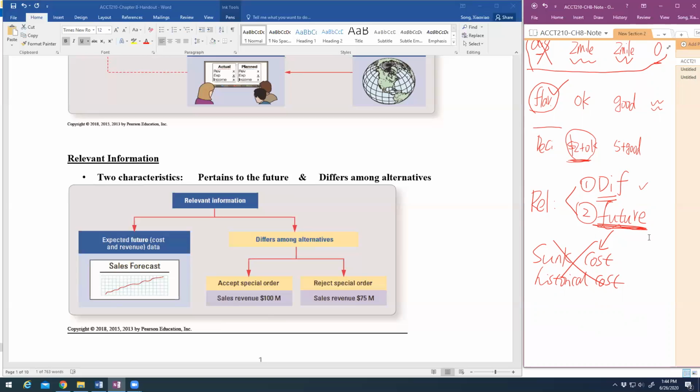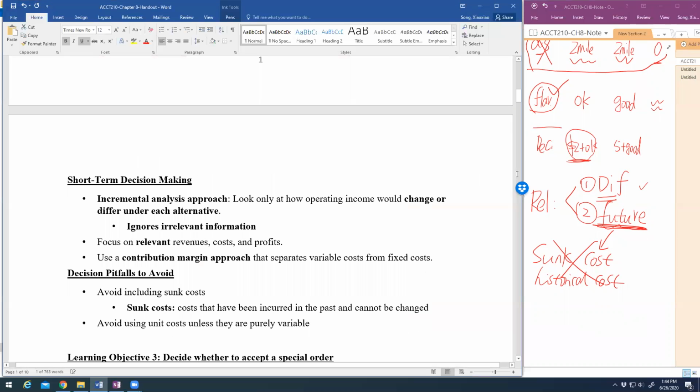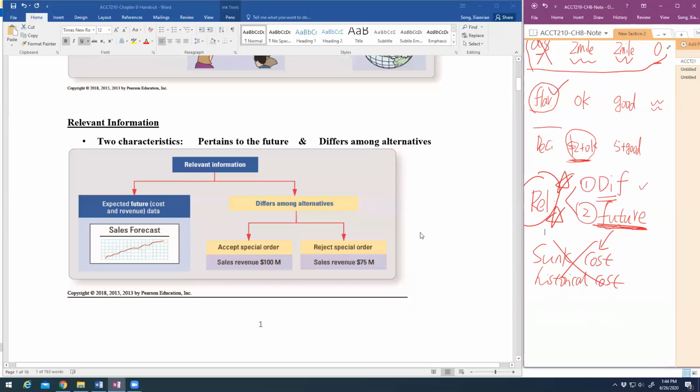So to be relevant, it has to have these two criteria: makes a difference and happens in the future. All the identical items are not relevant. All the sunk costs or historical costs are not relevant because they already happened. You cannot go back to make differences. Only the future things that make a difference are relevant information. Okay, I think that's basically all I want to say.